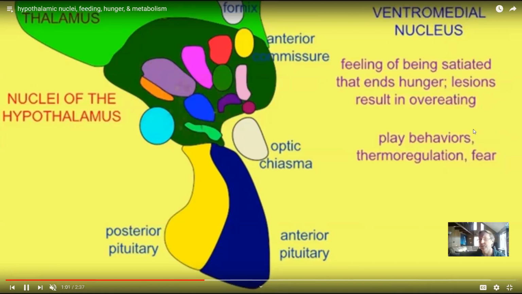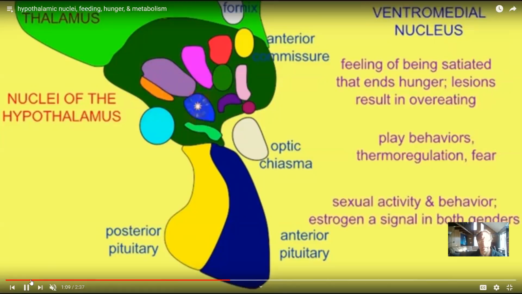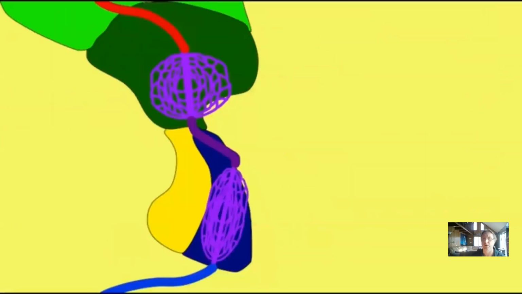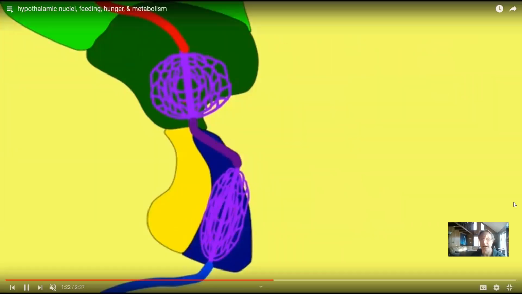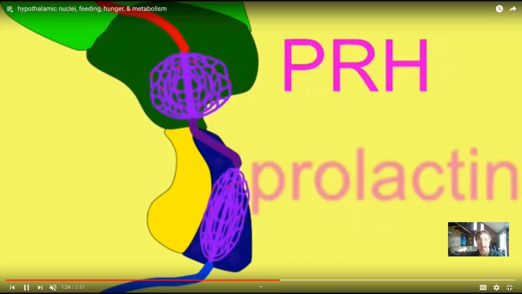Now, they have roles in other things as well. So I'll mention thermoregulation in a little bit, but some of these have roles in thermoregulation or sexual activity. I'll mention those in just a second. Once again, of interest because people have variations. There are strokes which damage areas, and so damage in one area of the hypothalamus could then have effects such as causing overeating because you can't feel satiated because that nucleus has been damaged.